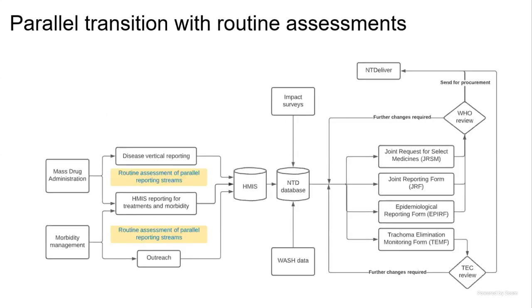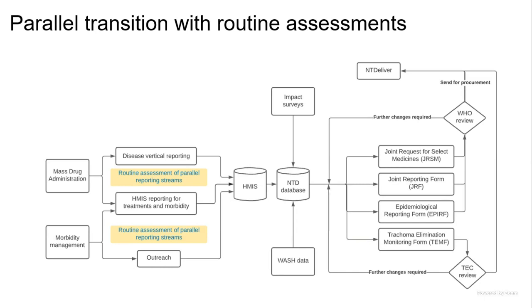These are the NTD database architecture. Our data for mass drug administration came through this vertical reporting and HMIS reporting system. All this data is routinely analyzed for discrepancy before being sent to the HMIS. We also have morbidity management data like TT surgery, veil treatment, and new medication program data, and lymphedema management and hydrocele related data.